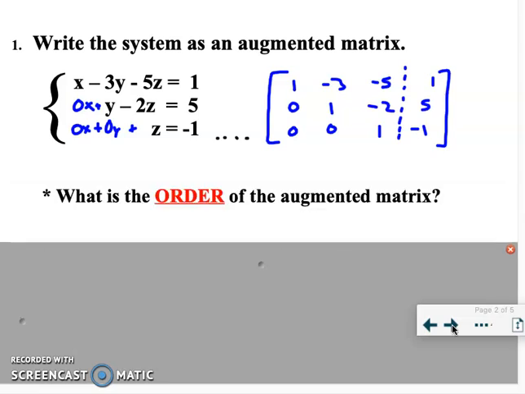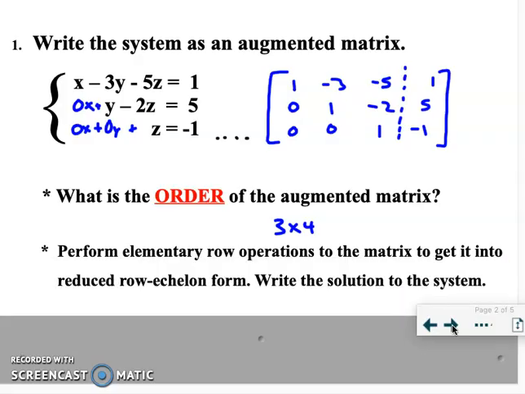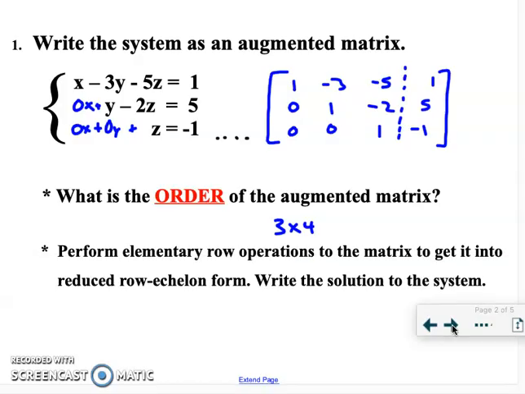The next question, again, look out for the easy ones. What is the order of the augmented matrix? Remember, it's always rows by columns, rows horizontal, columns vertical. So it looks like we have 3 rows by 4 columns. Going on, it's asking us to perform the elementary row operations on this augmented matrix to get into reduced row echelon form. We are currently in row echelon form right here. We want to get into reduced row echelon form, which means that we need to get zeros above the diagonal.